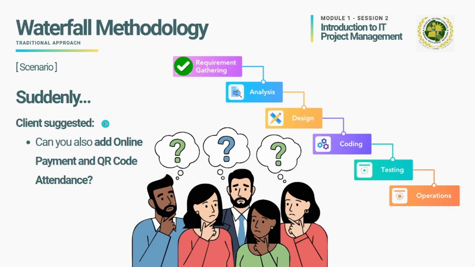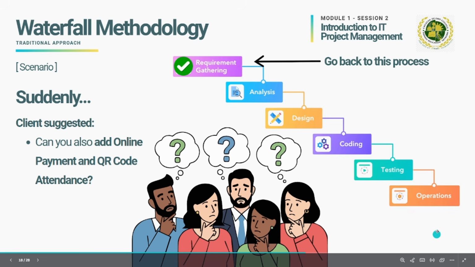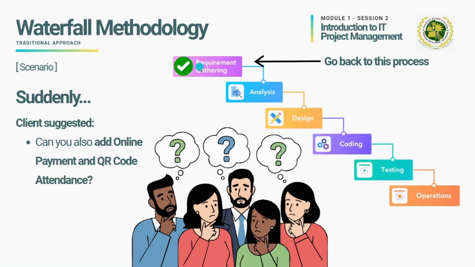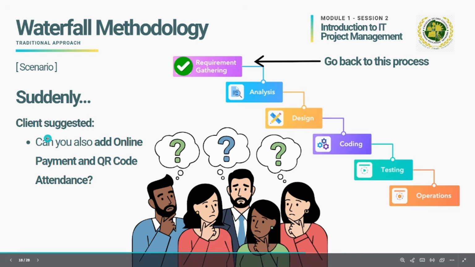Suddenly, the client suggested, can we add online payment and QR code attendance? So what happens is that from the testing phase, they have to actually move on to the operations before they go back again to square one, which is going back to the careful planning with requirement gathering. So they have to go back to this process. That process is actually slow. Waterfall methodology is a more traditional approach, meaning that if you're going to go back and start adding a new feature, you're going to require your team to carefully plan again and again until you go back to the operation and deliver it to your client.